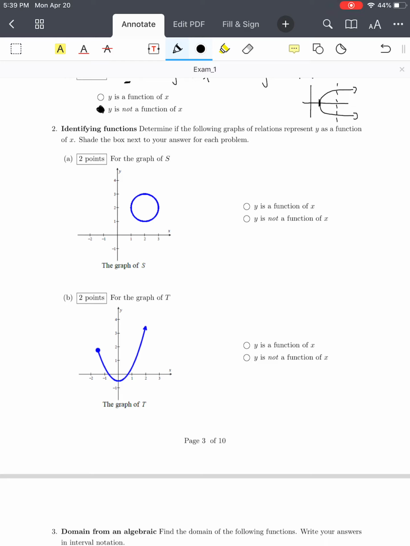For number 2, we're just doing the same thing but visually. Well, this one's easier. Vertical line test, not a function. Here, it passes the vertical line test. So it is a function. It's just a parabola.